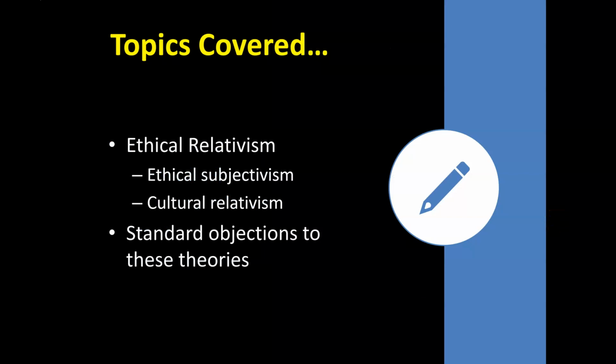So that was ethical relativism in general, and its two subvarieties of ethical subjectivism and cultural relativism. And for each of these, we covered some of the standard objections to these theories.